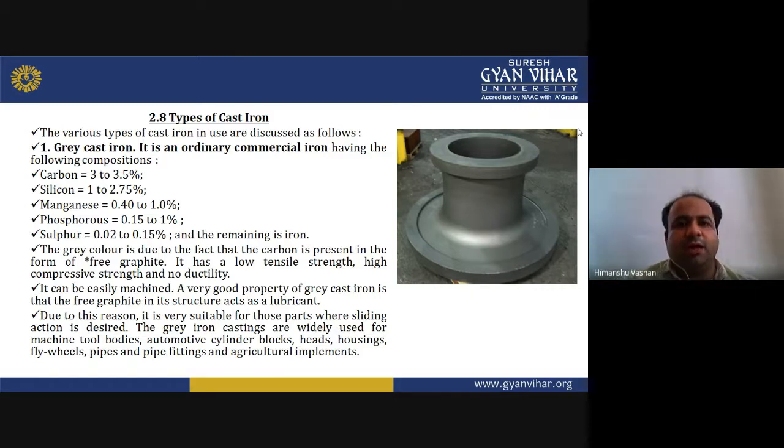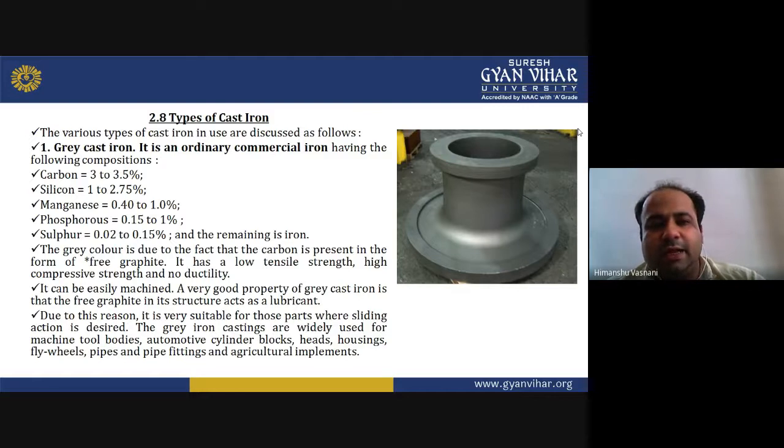It is like an ordinary commercial iron and has a composition of carbon from 3 to 3.5% and silicon from 1.2 to 2.75%, manganese from 0.4 to 1.0%, then phosphorus from 0.15 to 1%, and then sulfur from 0.02 to 0.15%, and the remaining is iron.